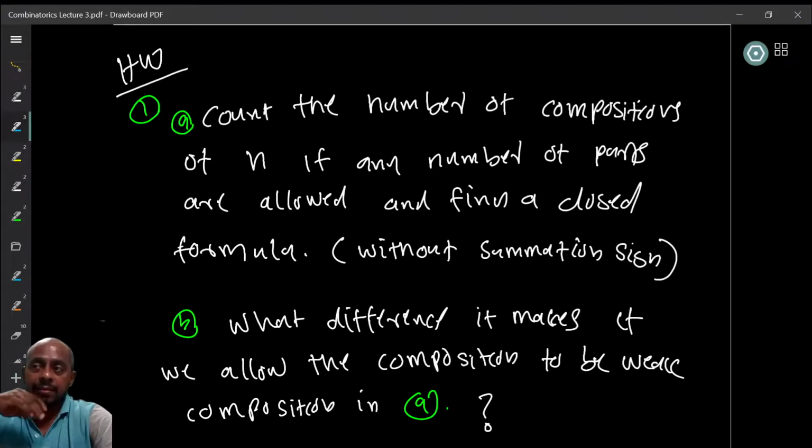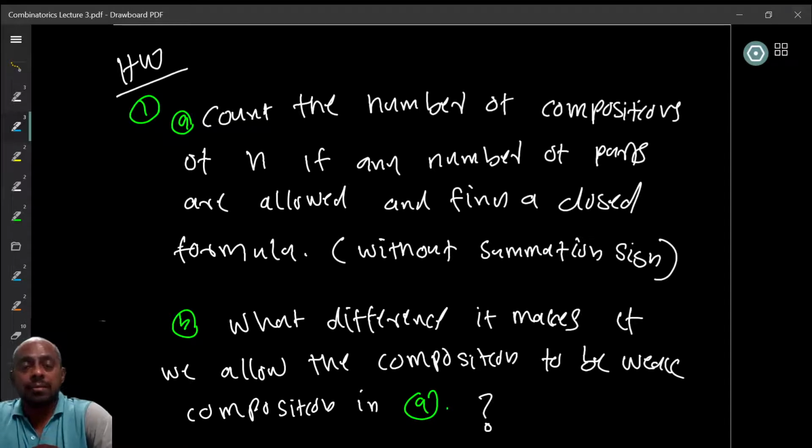Earlier we said that we have a fixed number of k parts, right? So we counted for precisely k. Now you want to find out for an arbitrary k. It can be 1, it can be 2, it can be 3, etc. Now, can you find a closed formula for this?